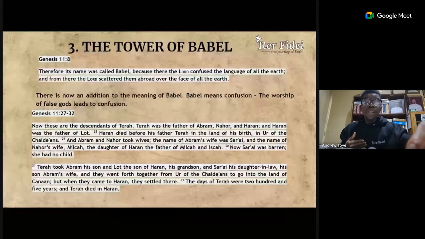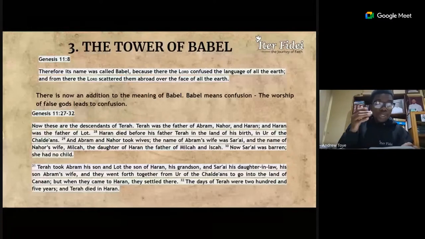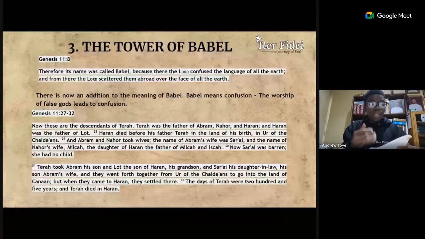And that's what we have from verse 10. These are the descendants of Shem. And we have all of those up until verse 26, when Terah was 70 years old, he begot Abram. Now from this single man, God will have a city of faith, a city of God. These are the descendants of Terah. Terah begot Abram, and all of those there.